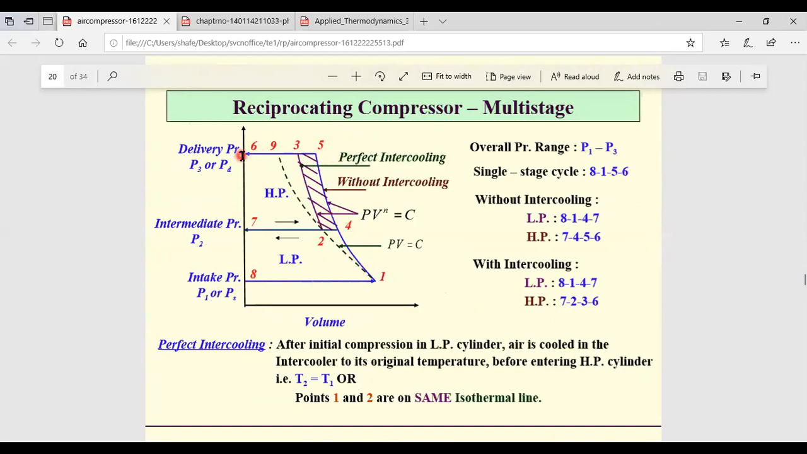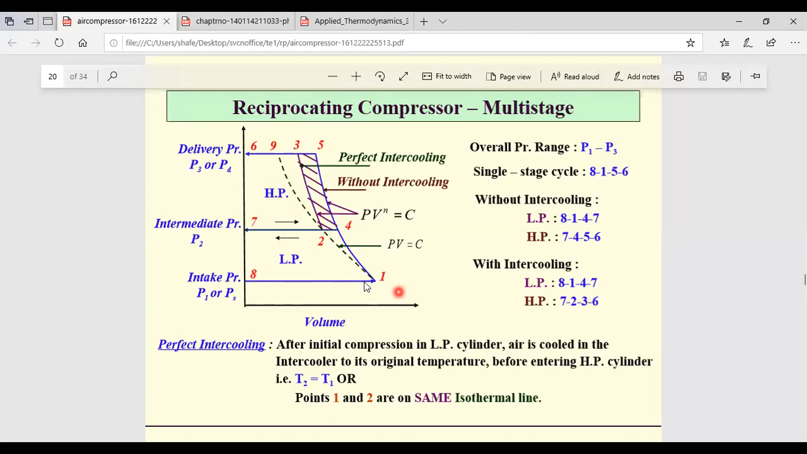That's the single stage. Now instead of that, I'll have two stages. First 8 to 1, then 1 to 4. It's the first stage of compression. Then I'll be cooling a little bit. That happens in your intercooler because temperature decreases, so that's why it's shown going back. After that, I'll be compressing again to point 3, which is happening in the high pressure cylinder.